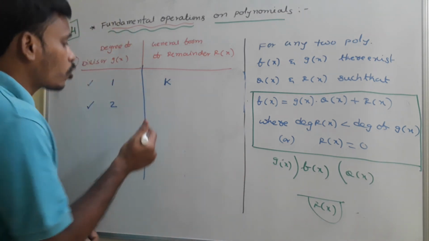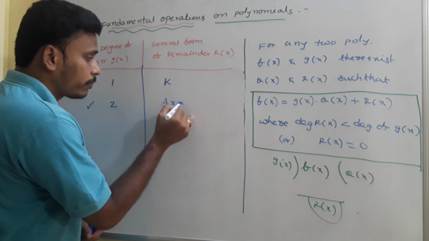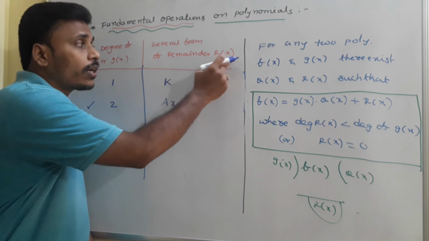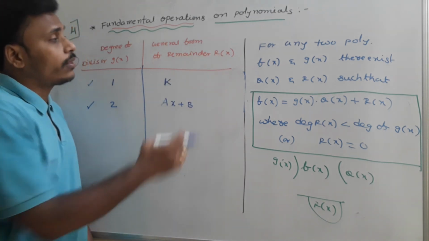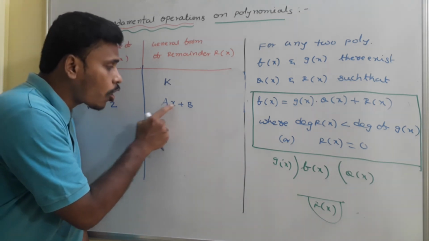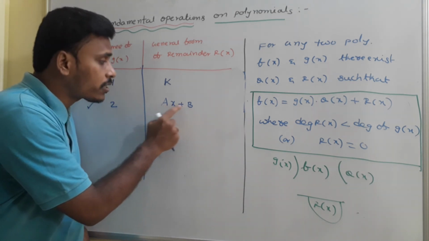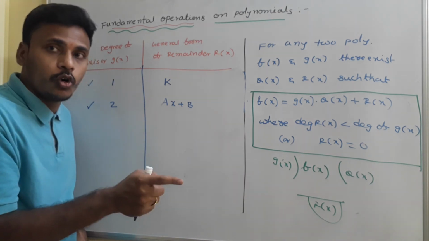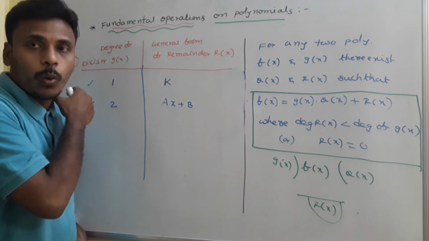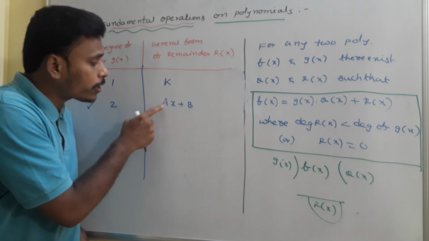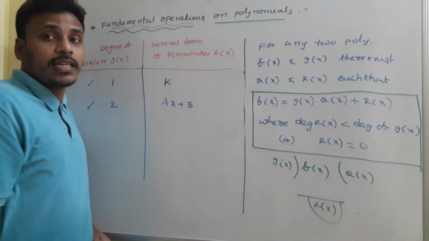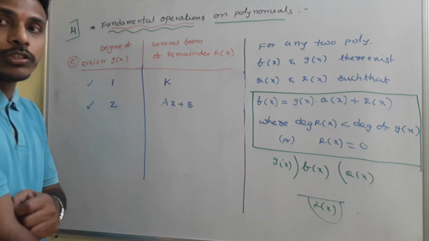So here my choice is ax plus b. Why am I taking this ax plus b? I don't know that r of x, but I know the degree of r of x is either 1 or 0. If both constants a and b are non-zero, then this is linear, degree 1 possibility. If the value of a is 0, then you are left with b, which represents degree 0. So we have two possibilities.